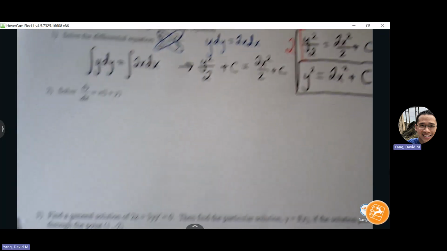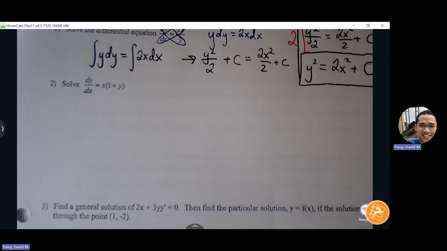Okay, let's look at example 2. dy/dx equals x over 1 plus y.